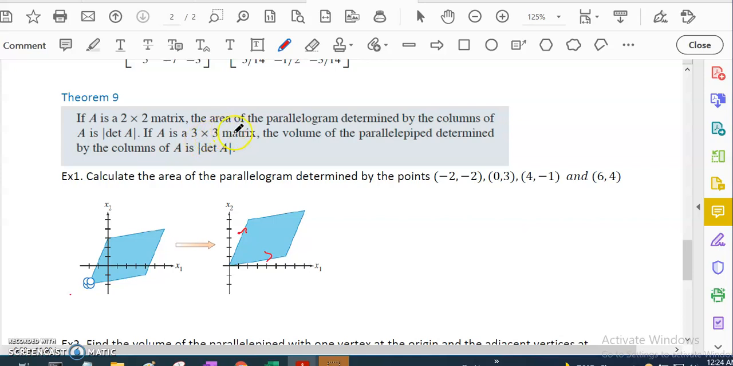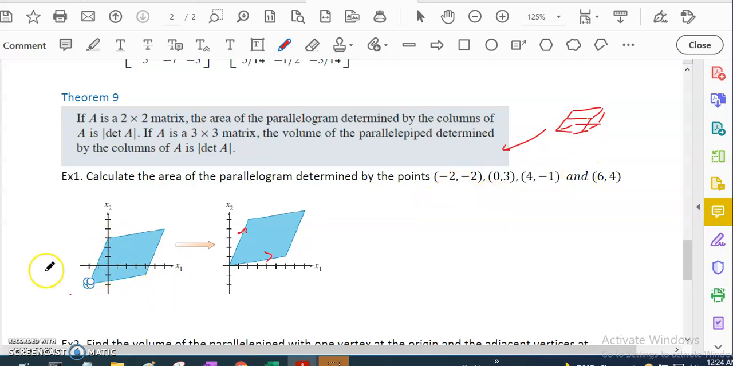If it is a 3 by 3 matrix, it will be a parallelepiped, similar to a rectangle, but a slanted kind of rectangle. It's called a parallelepiped. The volume is the determinant of A, constructed by the 3 vertices other than the one at 0 0. This is an example where it is a 2 by 2 matrix. The area of a parallelogram can be found by a 2 by 2 matrix.